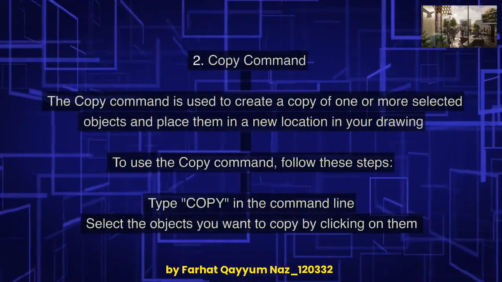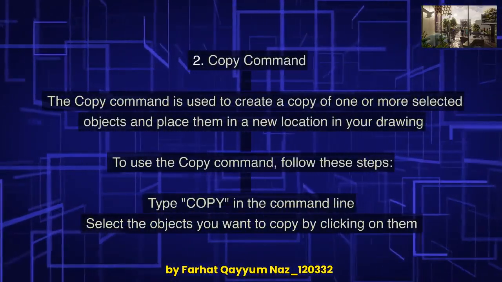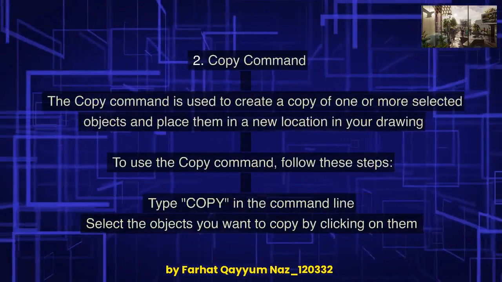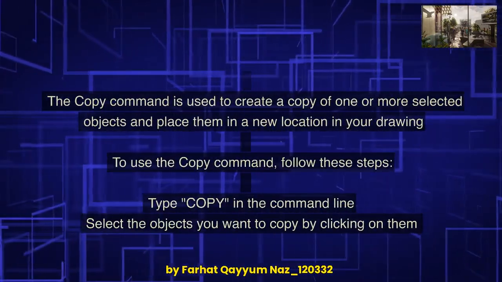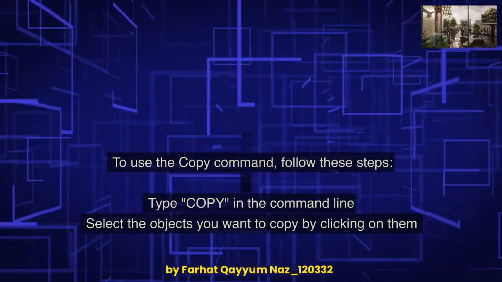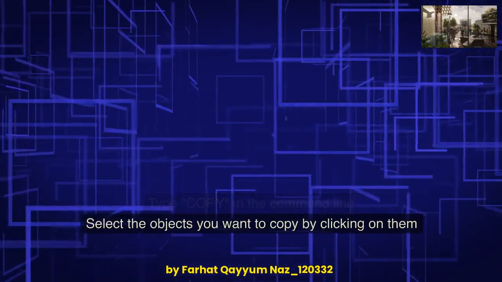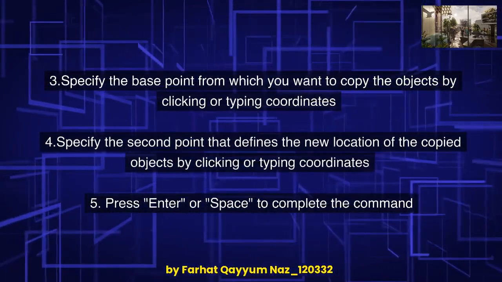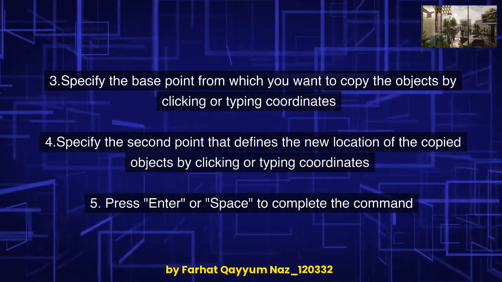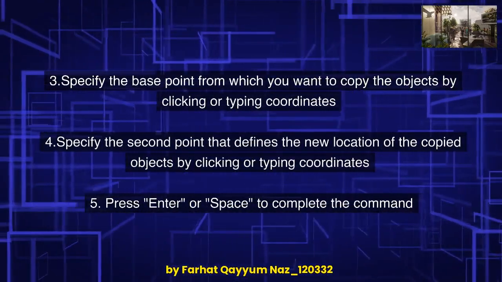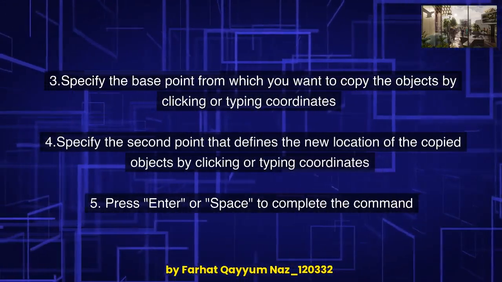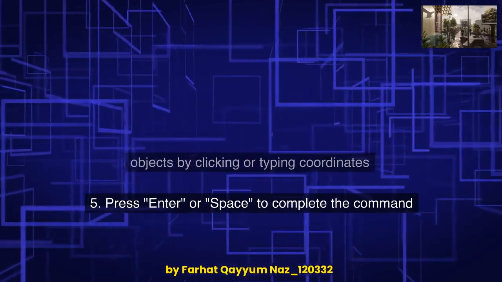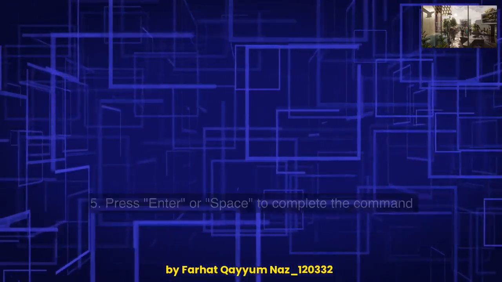2. Copy command. The copy command is used to create a copy of one or more selected objects and place them in a new location in your drawing. To use the copy command, follow these steps. 1. Type copy in the command line. 2. Select the objects you want to copy by clicking on them. 3. Specify the base point from which you want to copy the objects by clicking or typing coordinates. 4. Specify the second point that defines the new location of the copied objects by clicking or typing coordinates. 5. Press Enter or space to complete the command.